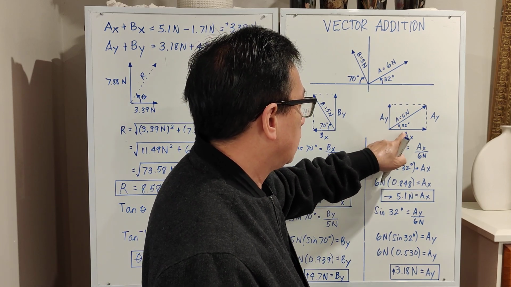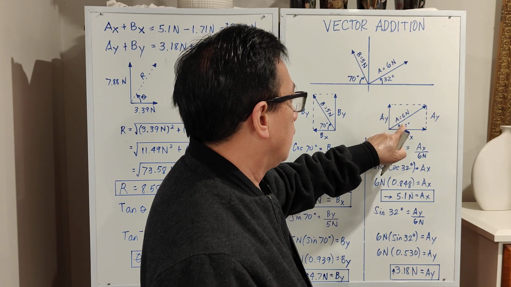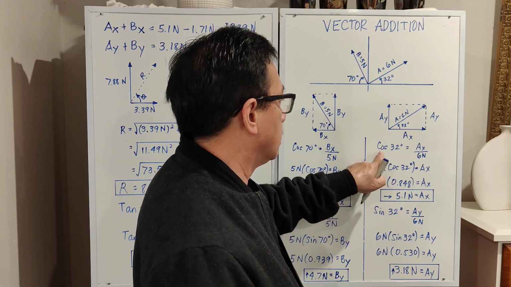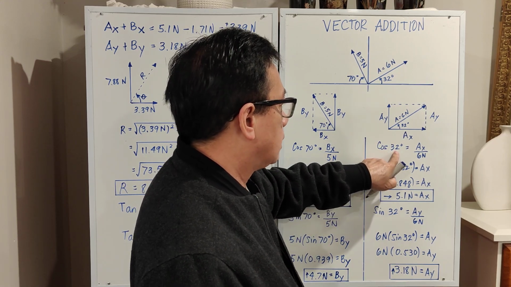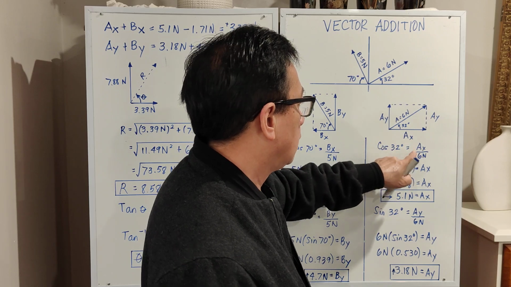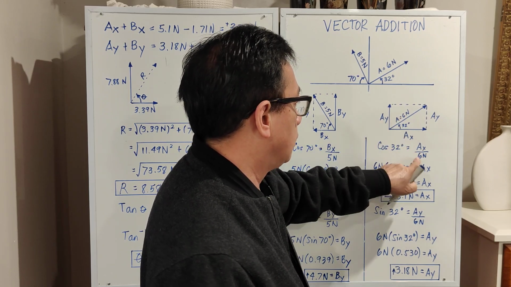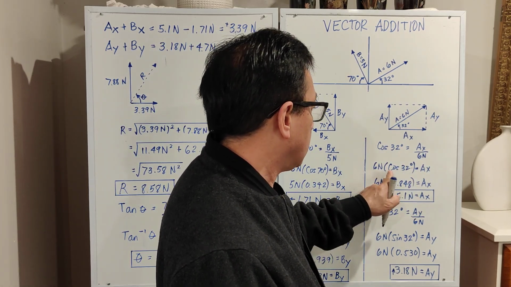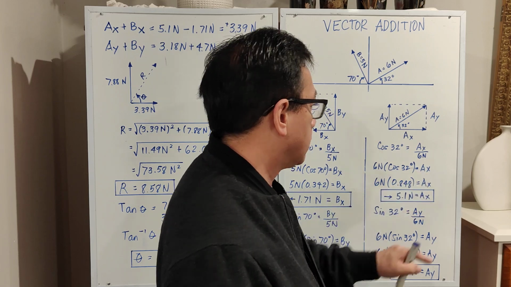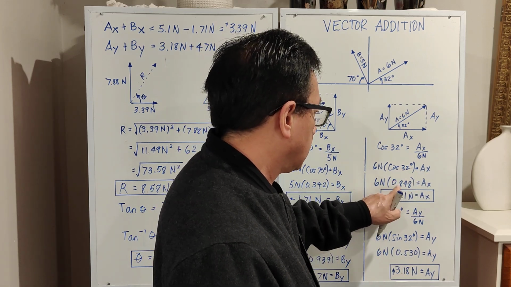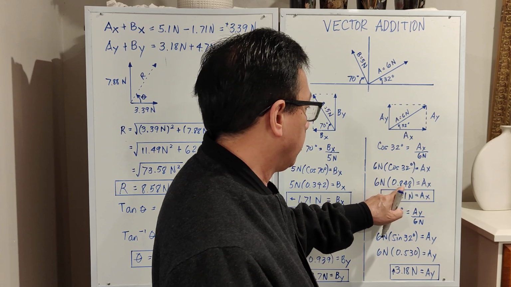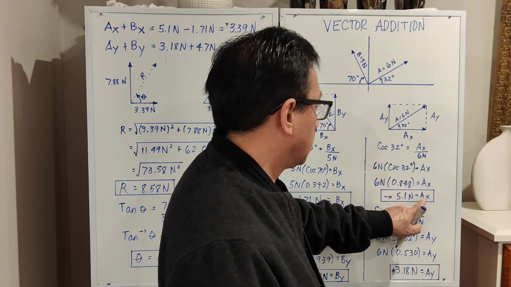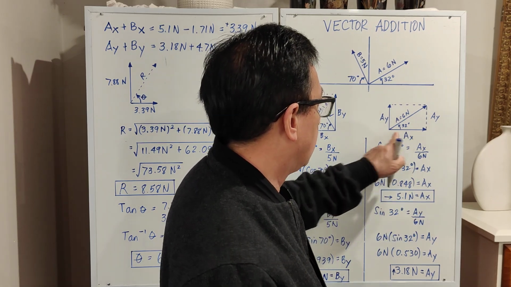If this is your angle, this is adjacent to that angle, and this is the hypotenuse. Adjacent over hypotenuse is cosine. So cosine 32 degrees is equal to adjacent, which is Ax, over 6 newtons. Multiplying 6 newtons on both sides, we have 6 newtons times cosine 32 is equal to Ax. Cosine 32 degrees is 0.848. Multiplied by 6 newtons, we get 5.1 newtons. That is your horizontal component, Ax.